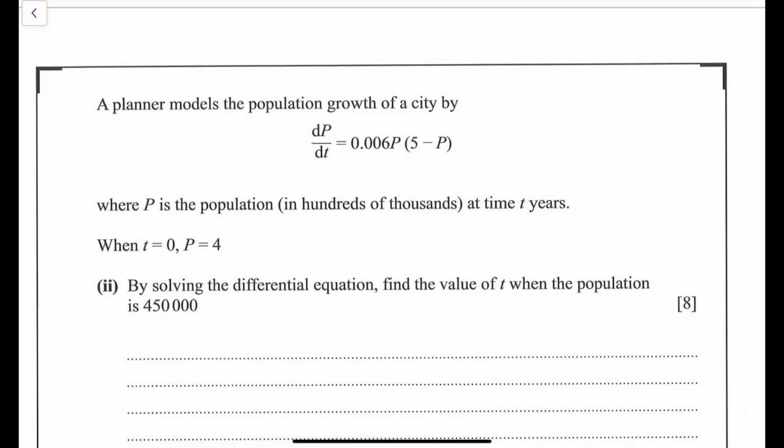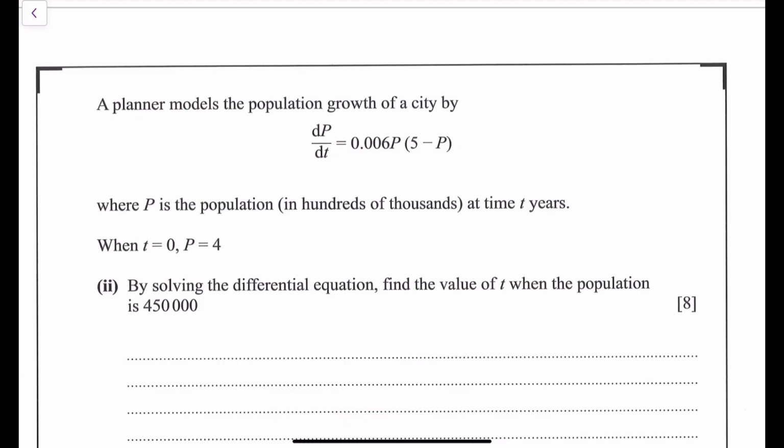A planner models the population growth of a city by dp by dt is equal to 0.006p upon 5 minus p, where p is a population in hundreds of thousands at a time t years.